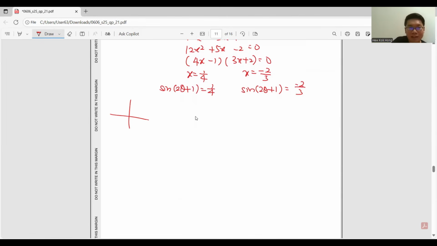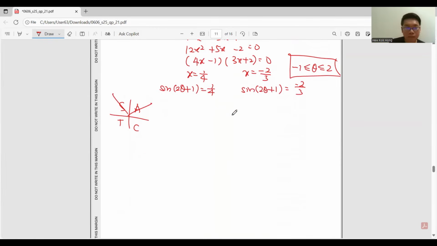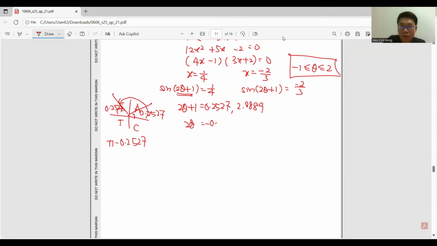Both also we need to use ASTC. Sine is positive, so it's here and here. The radian must be in between this and this. In the calculator, we get 0.2527. Can I write in 3 significant figures? This is not the final answer. Later, we still need to deal with minus 1 and divide by 2. So that's why it's better to write a bit more decimal places. And the second answer is here. We use pi minus 0.2527. So both answers fulfill the criteria.